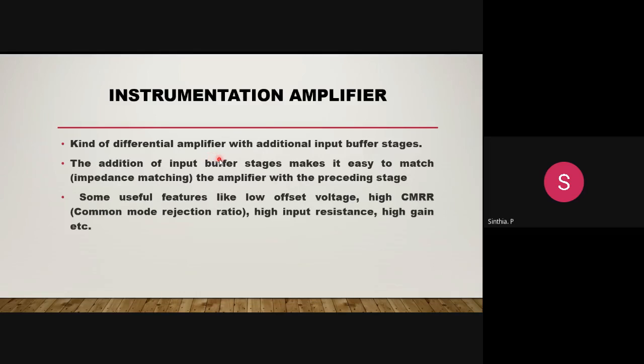Okay. So next we will see the instrumentation amplifier. This is a kind of differential amplifier with additional input buffer stages. The addition of input buffer stages makes it easy to match the impedance of the amplifier with the preceding stage. So the useful features of the instrumentation amplifier are low offset voltage, high CMRR, high input resistance, and high gain.